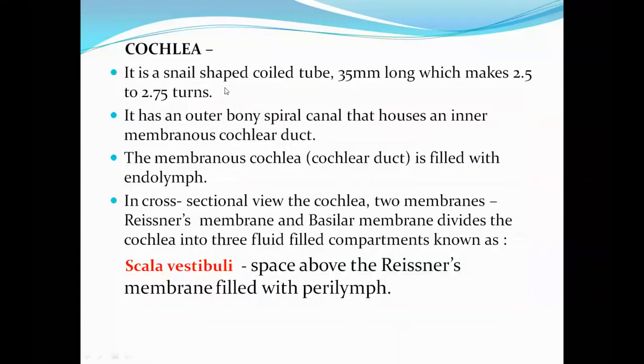Now the cochlea is an organ of hearing, and it is responsible for hearing. It is a snail-shaped coiled tube, 35 mm long, which makes about 2.5 to 3 turns. It has an outer bony spiral canal that houses an inner membranous cochlear duct. The membranous cochlea or cochlear duct is filled with endolymph.